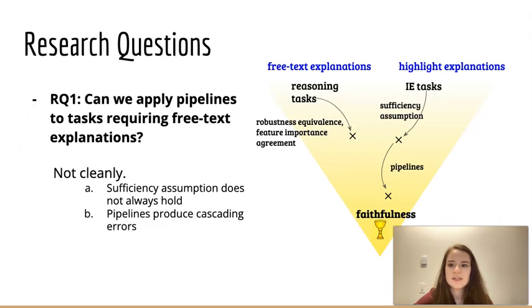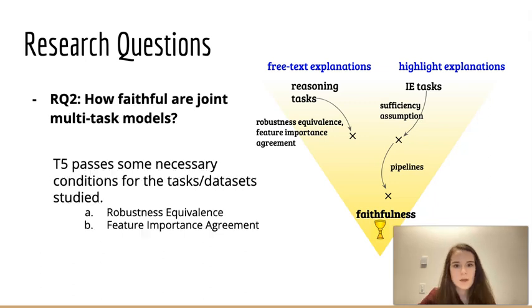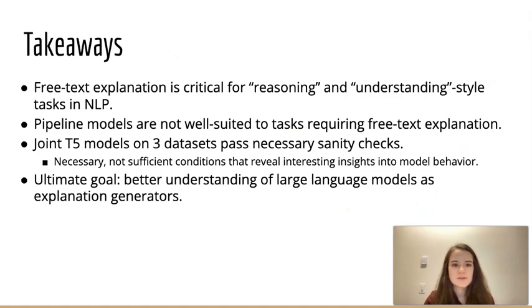Revisiting our research questions from the beginning, we first asked whether we could apply pipeline architectures to tasks requiring free text explanations. In our second question, we then asked how faithful are joint multitask models and attempted to begin situating them on the faithfulness spectrum proposed by Jacovi and Goldberg. Our takeaways are as follows. Free text explanation is critical for reasoning and understanding style tasks in NLP. This is the primary argument of our paper.